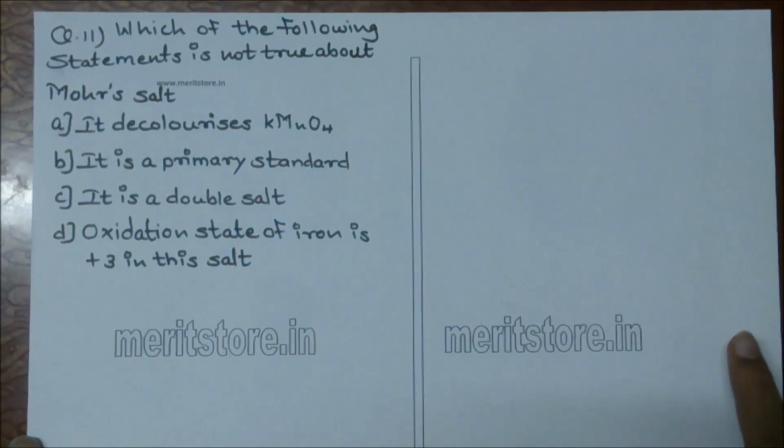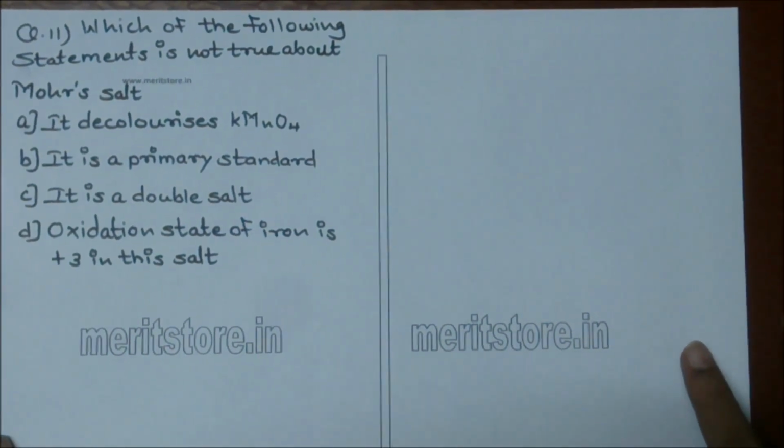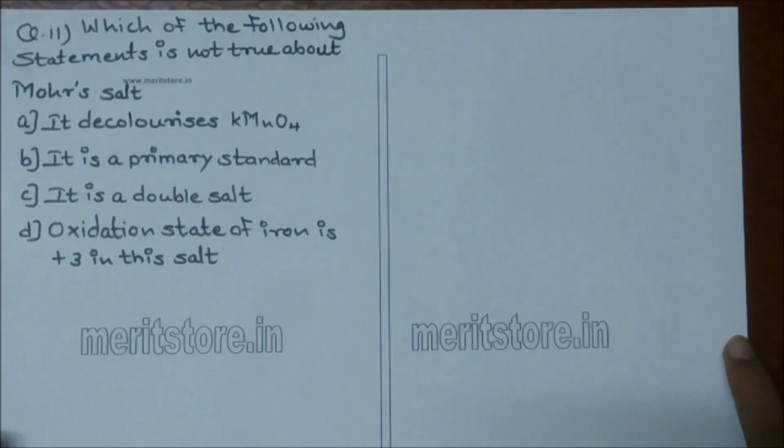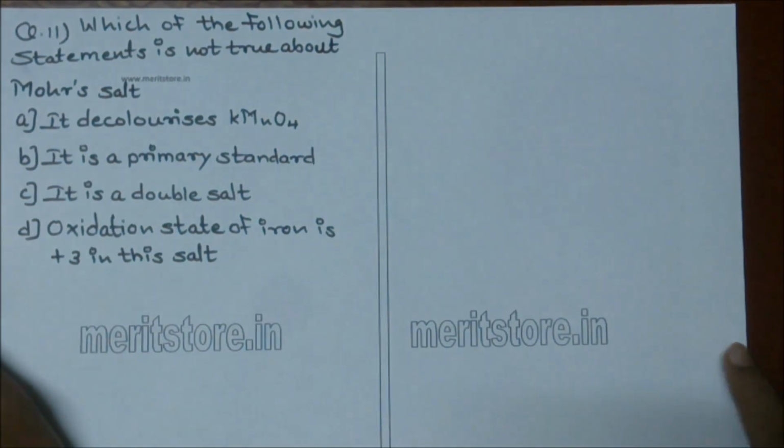Question number 11. Which of the following statements is not true about Mohr's salt? A. It decolorizes KMnO4. B. It is a primary standard. C. It is a double salt. D. Oxidation state of iron is +3 in this salt.